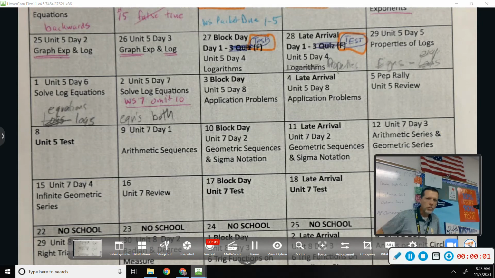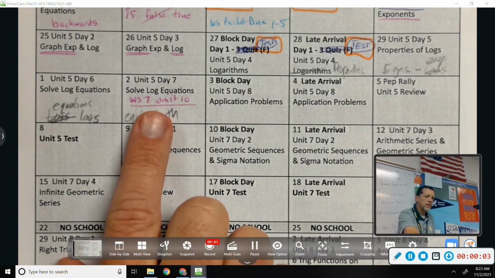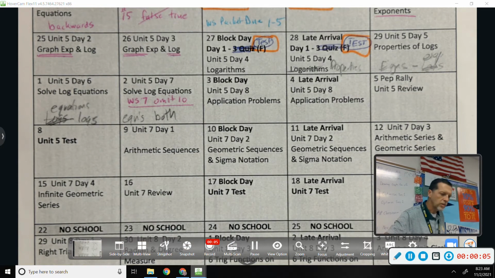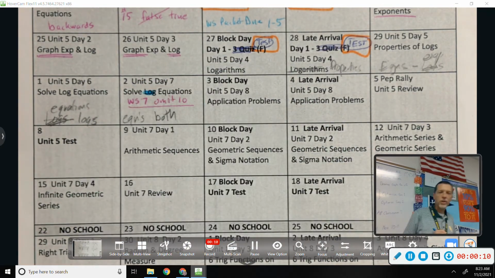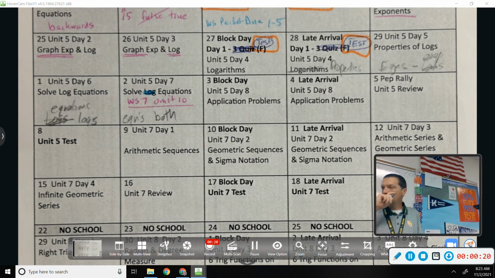So no new notes today because it's solving equations. It's not really solving log equations, it's really just solving log and exponent equations. So today I will answer questions from worksheet 6. We'll do a few from worksheet 7 together to kind of get you going, and then hopefully you can finish before you leave.